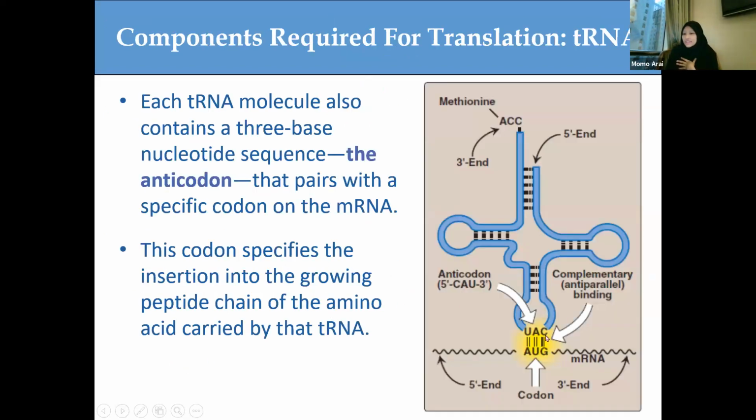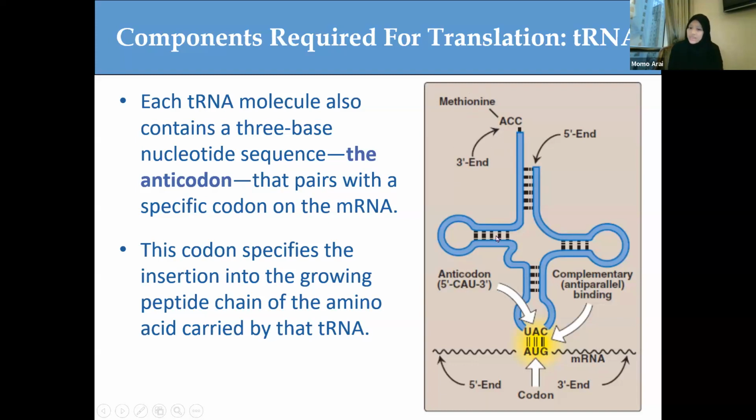So even if the last base of this is different, it can still carry the same amino acids, same as the mRNA that we mentioned before, the degenerate code. Again, this is how the tRNA looks. This is a much better picture. Someone said that the 3' end is where the amino acid is bound.